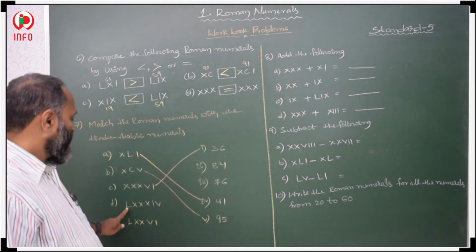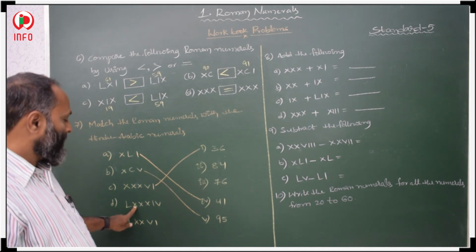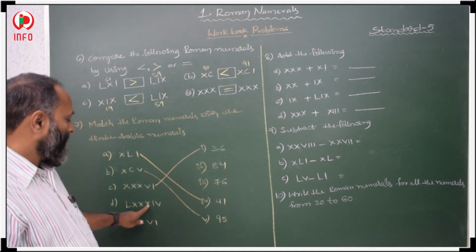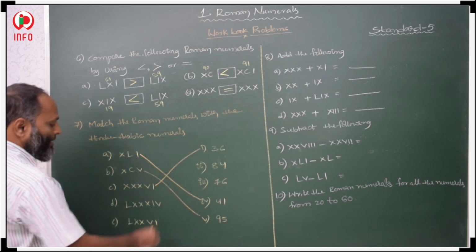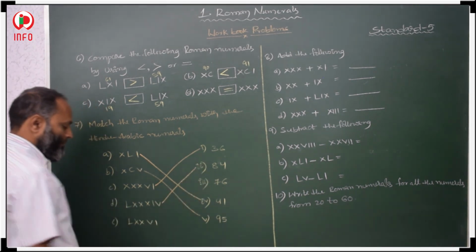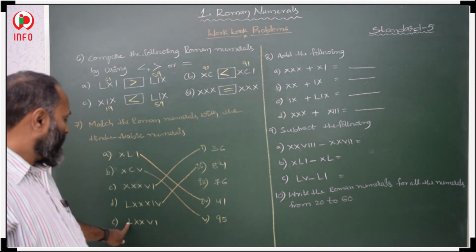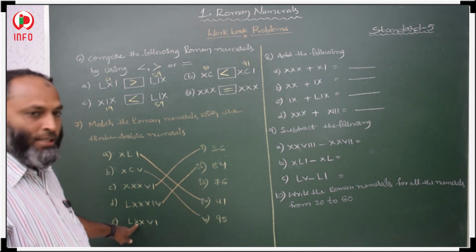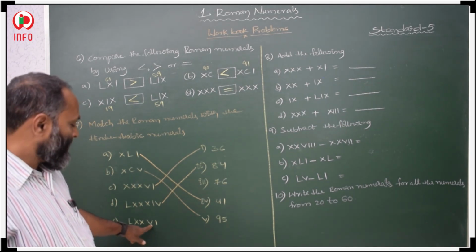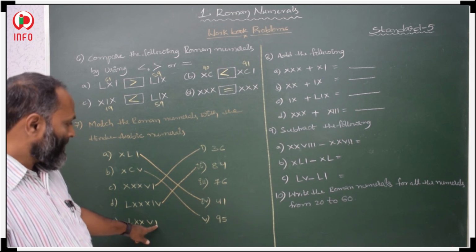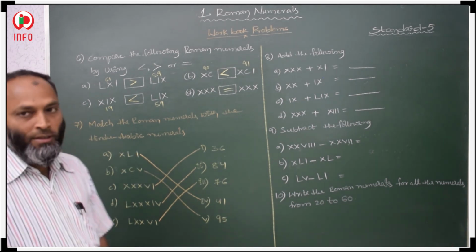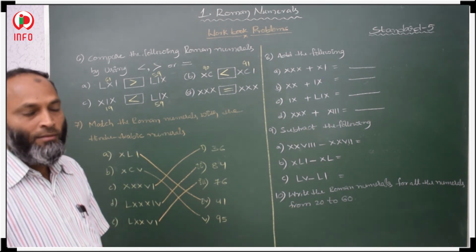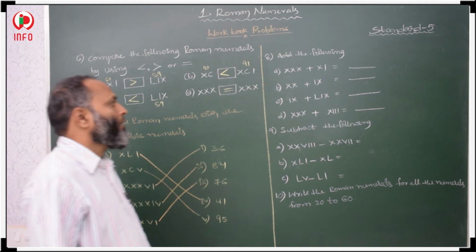Now 50 plus 10, 60, plus 10, 70, plus 10, 80. 80 and this is 4, 84. This is the representation of 84. Then 50 plus 10, 60. 60 plus 10, 70. 70 plus 5, 75, plus 1, 76. This is the representation of 76. In this way we have to match.